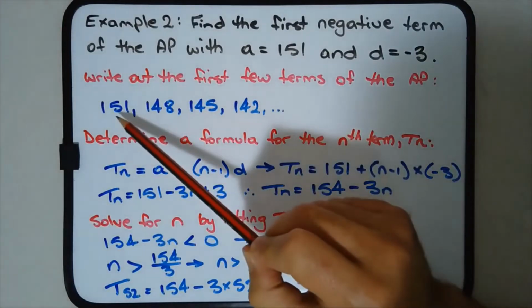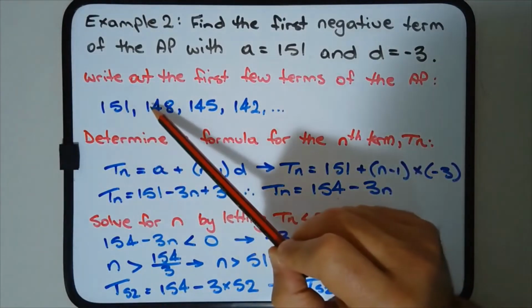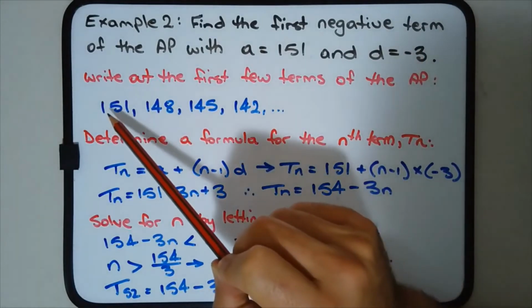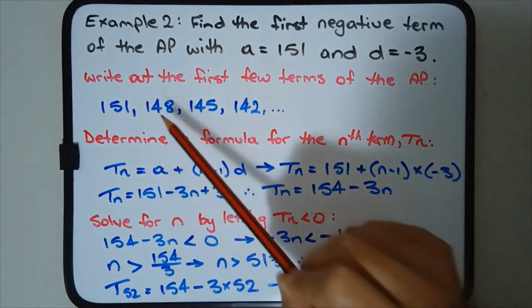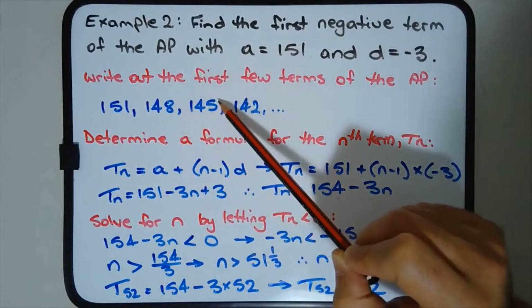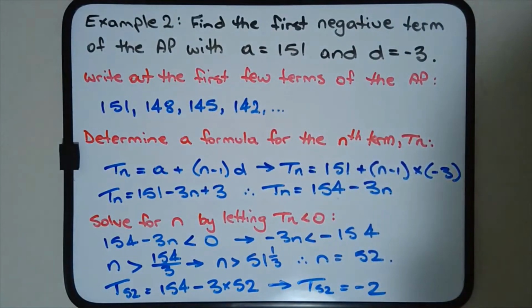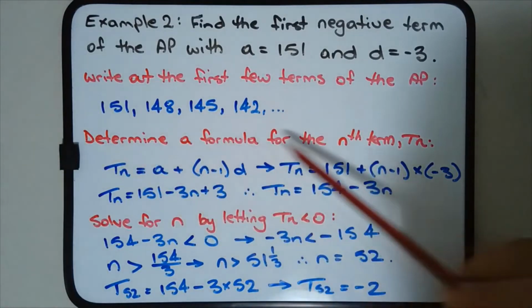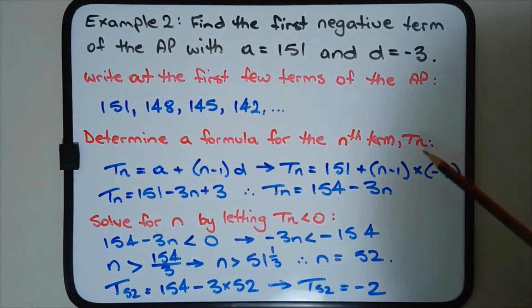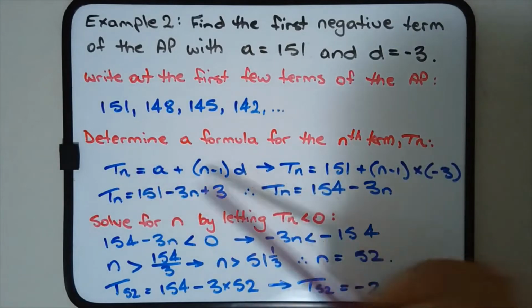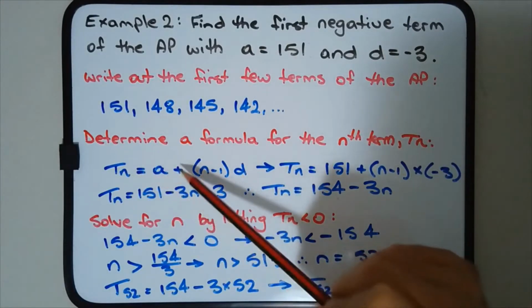So starting off with 151, subtract 3, one lot of common difference there. 151 minus 3 is 148. 148 minus 3 is 145, 145 minus 3 is 142, and so on. Next, let's determine a formula for the nth term Tn. Starting with the general formula here, Tn equals A plus (n minus 1)d.